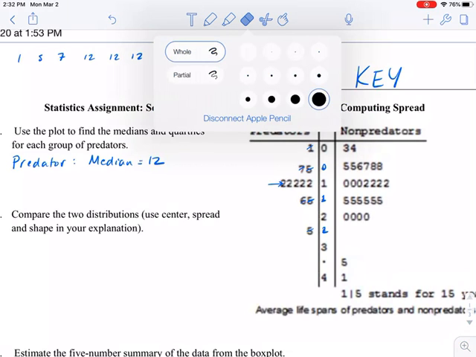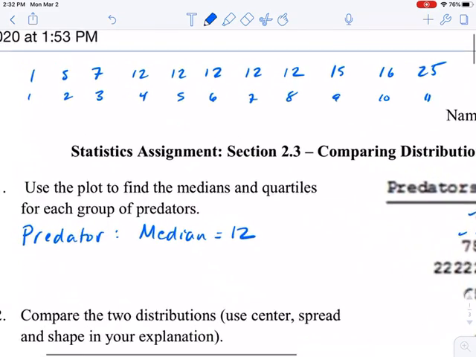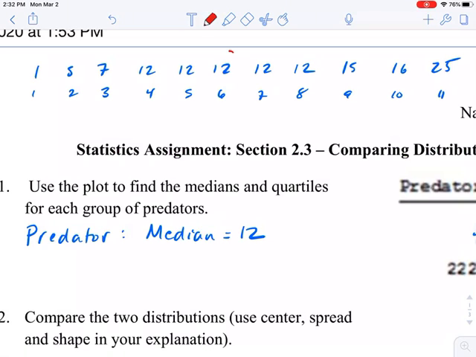What I did was I rewrote these numbers. 1, 5, 7, and so on. So I'm going to number my numbers, which seems like kind of a strange thing to do. But when I do that, I can see that I have 11 numbers. And when I number my numbers, I also can see that indeed my middle number is 6. There's 5 numbers below it, and there's 5 numbers above it.